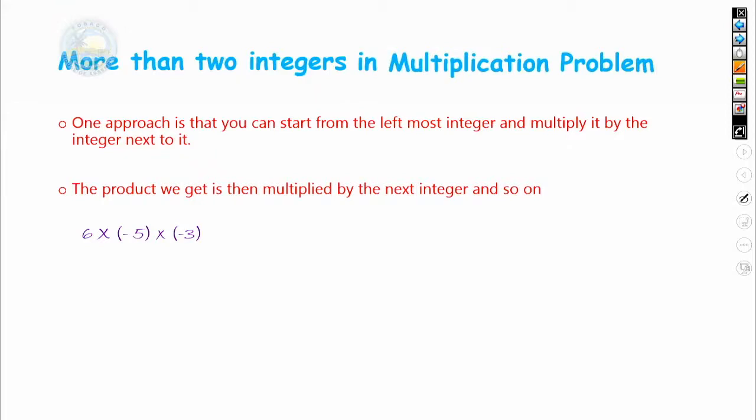Look here. Look at this one. Positive 6, remember no sign in front means it's positive. Positive 6 multiplied by negative 5 multiplied by negative 3. So we are going to multiply the positive 6 by the negative 5. 6 times 5 is 30. Remember the rules. If the signs are the same and we are multiplying, answer is positive. If the signs are different and we are multiplying, answer is negative. So here is positive 6, negative 5. That is going to give me negative 30.